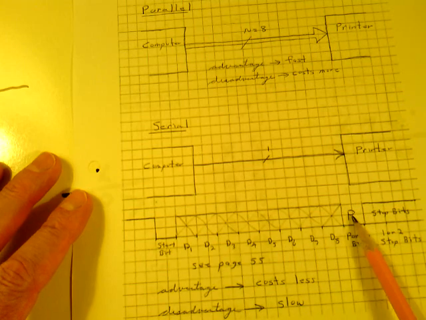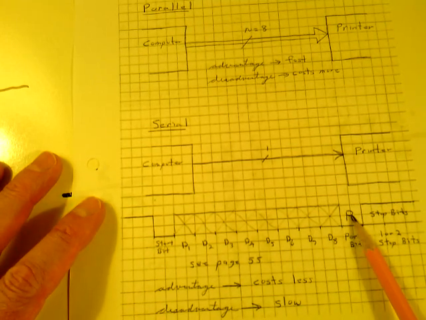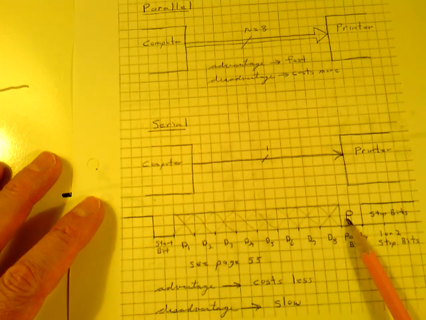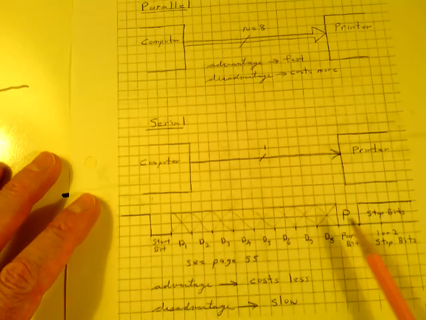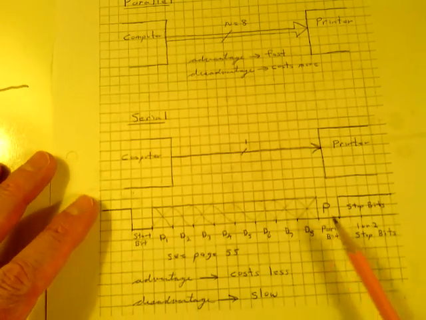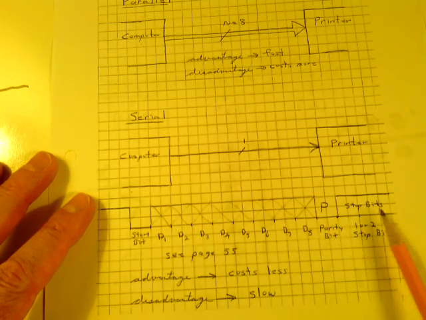You have a parity bit, which we will talk about in a lecture coming up in the next chapter. It's for error detection. It detects errors. That's what that parity bit's all about. Then you have 1 or 2 stop bits.